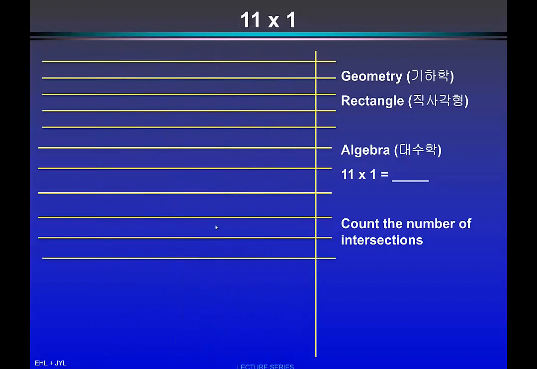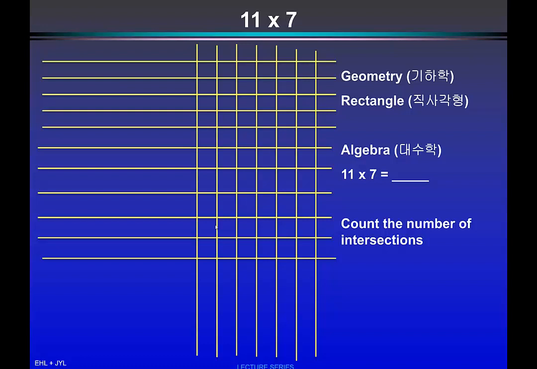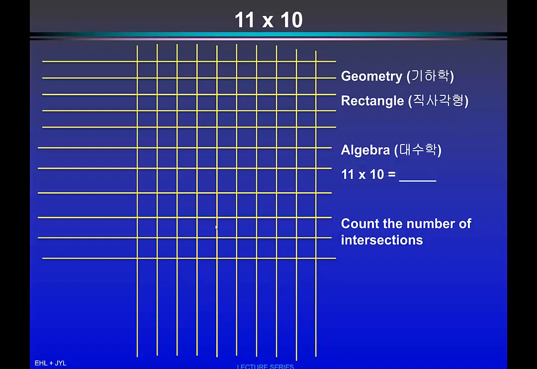That's 11. Here, this is simple. It's 11, 22, 33, 44, 55, 66, 77, 88, 99, 110, which means you just add another 11.